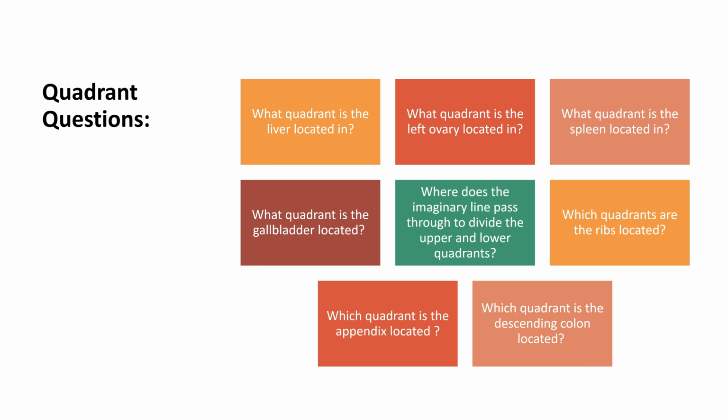Where does the imaginary line pass through to divide the upper and lower quadrants? Which quadrants are the ribs located? Which quadrant is the appendix located? And which quadrant is the descending colon located? I'll give you guys a second to look this over.